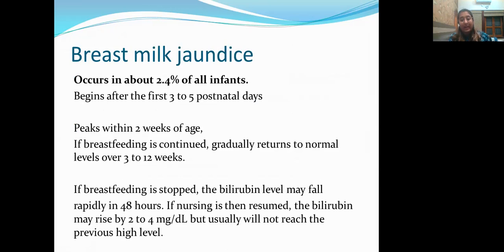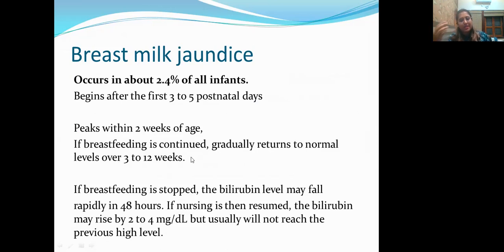Now coming to breast milk jaundice. Now this is different. This occurs in about 2 to 2.4% of all infants, and it begins after the first 3 to 5 postnatal days. It peaks within 2 weeks of age, and if breastfeeding is continued, then it gradually returns to normal levels over 3 to 12 weeks. But if at that particular point we stop breastfeeding for around 48 hours, just 48 hours, then the bilirubin will fall rapidly.